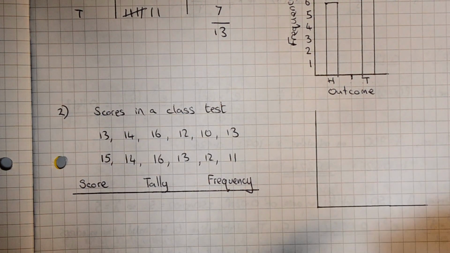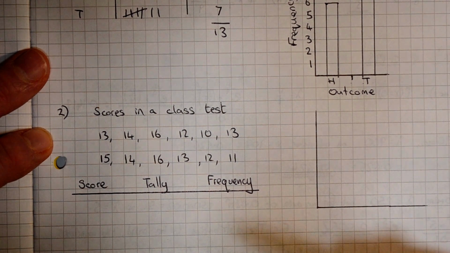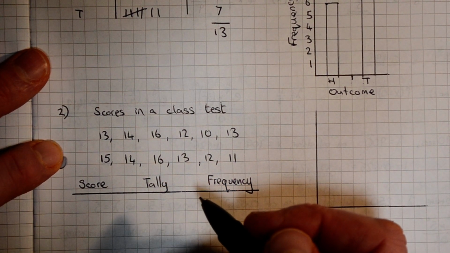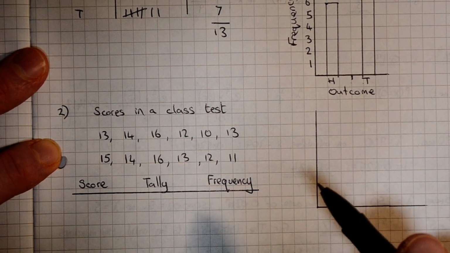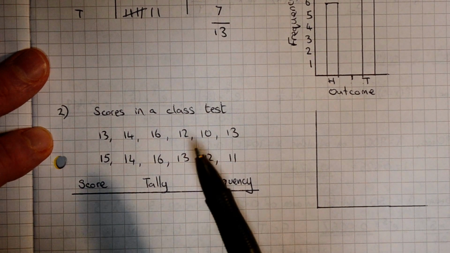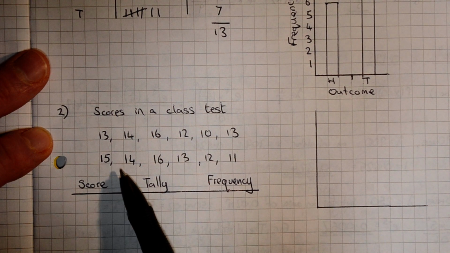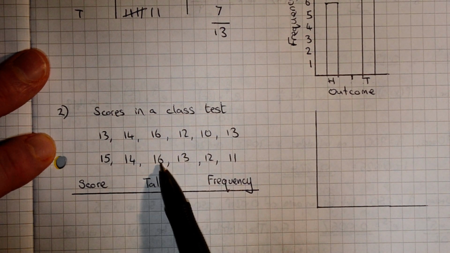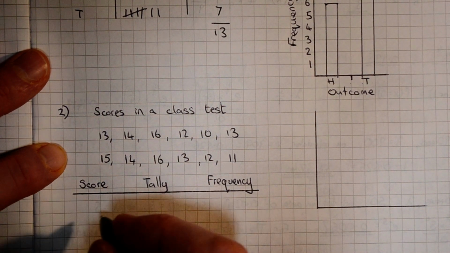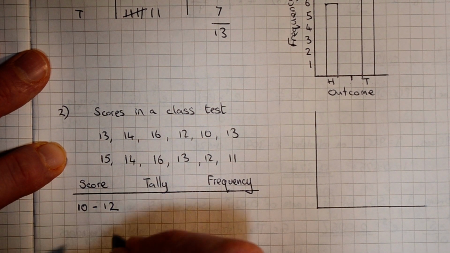So now it's crunch time. We need to think about how many rows we're going to put in. Now, if we're going to group them, then what we're looking for is groups that cover the smallest value and go up to the highest value. So looking at these scores, the lowest is 10 and the highest is 16. So we're going to do groups of 3. So 10, 11 and 12. That'll be our first group.